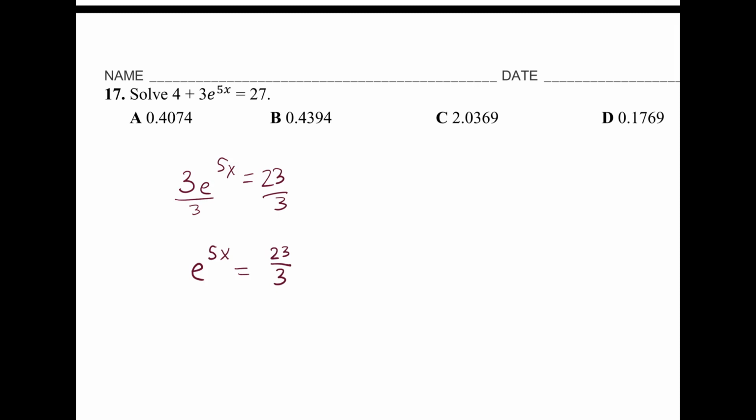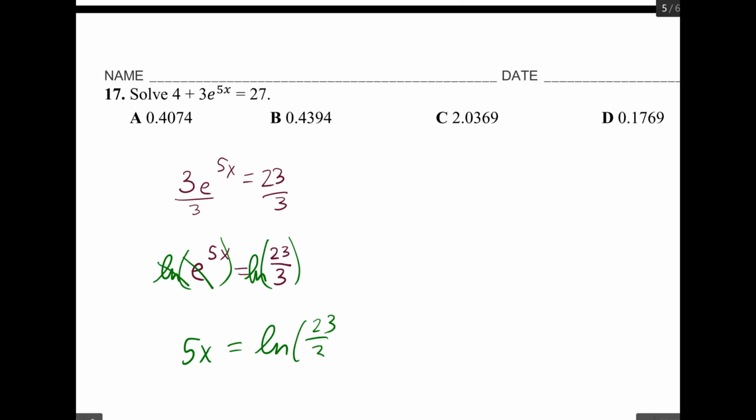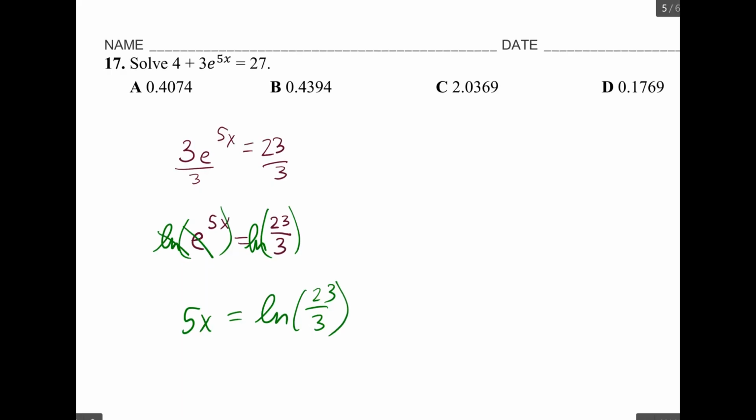Calculator can do it. How do I get x by itself? Exactly. We want to take ln of both sides. So I have ln and e. That cancels out, so it's just 5x equals ln of 23 over 3, divided by 5. You get x equals ln of 23 over 3, all over 5. So if you put that in your calculator, what do you get?